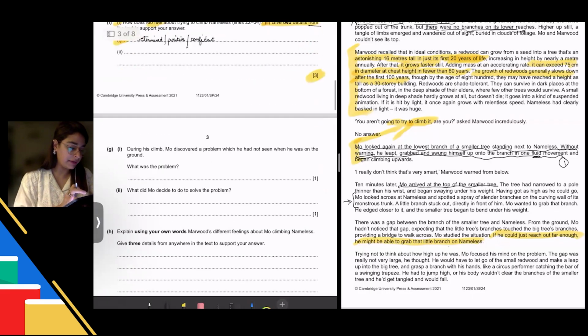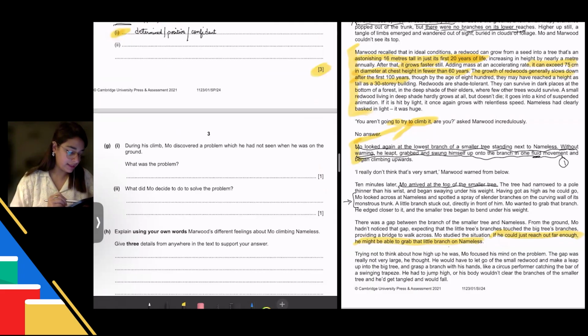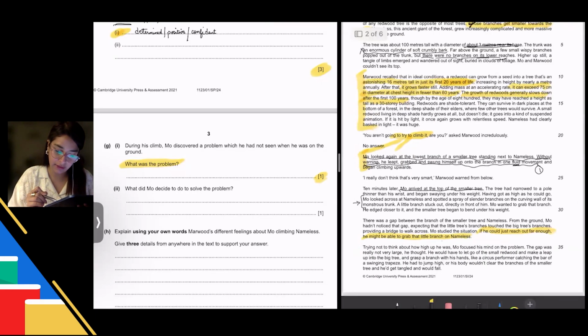Moving forward, now this is an implicit question. During his climb, Mo discovered a problem which he had not seen when he was on the ground. What was this problem? This is a straightforward question asking what was the problem that he faced. Now, if you look at the idea of how they talk about there being a gap between the trees, he initially thought, when he was on the ground, that once he climbs up the smaller tree, it says so right here in line 32.